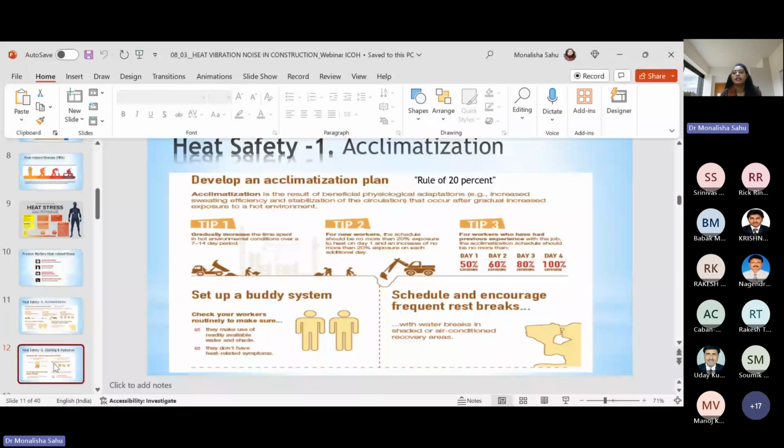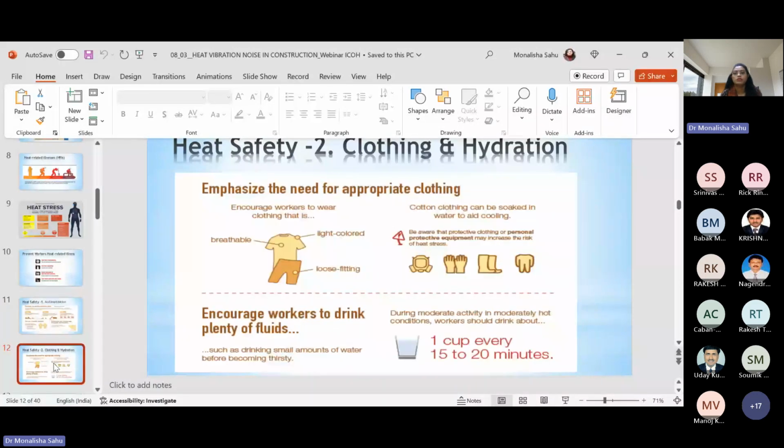Another thing is clothing and hydration. Clothing and hydration is very important, because especially in the summer seasons, cotton clothes can be soaked in water to aid cooling. And one should also be aware that many times the personal protective equipment they are using also increases their risk of heat stress. So we should encourage workers to wear clothing which is breathable, light colored and loose fitting, so that they are comfortable, and they should be encouraged to drink plenty of fluids, on average, let's say 1 cup every 15 to 20 minutes.